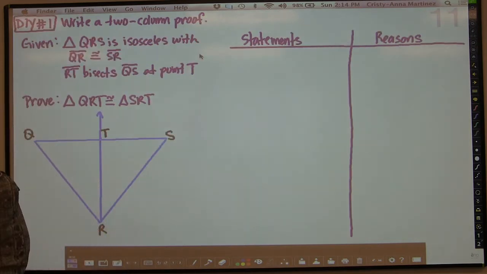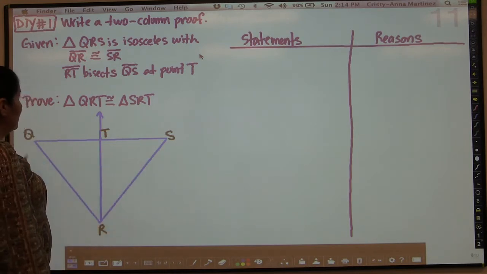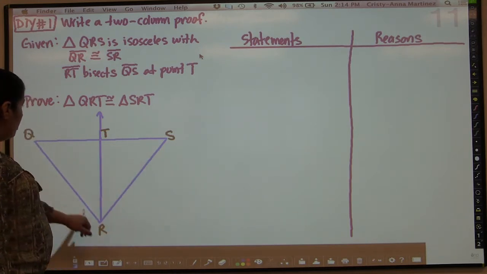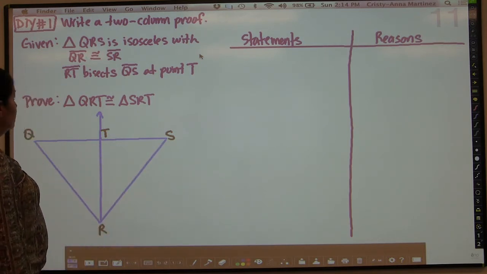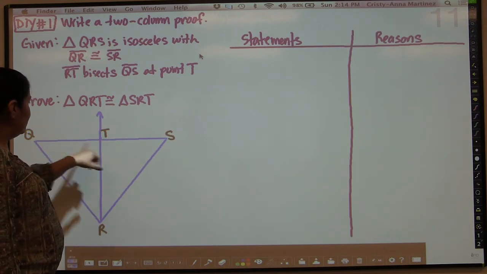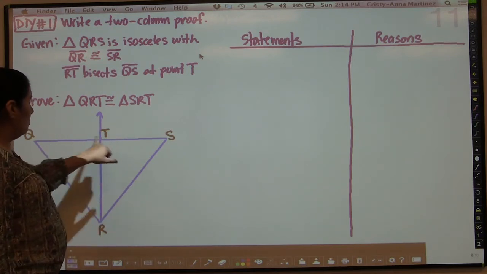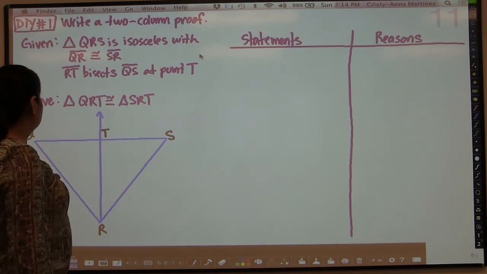Okay, so now I want you to try this one. It gives you that triangle QRS, this big triangle here, is isosceles with QR congruent to SR, so there's 1 pair of your sides. It also tells you that RT, this right here, bisects QS, so that means that it's going to get you 2 equal parts here. And then you got to come up with 1 more side, and then you can prove this guy as well.